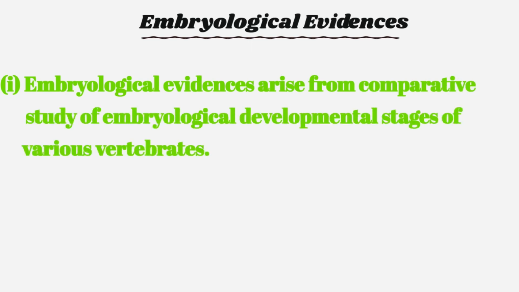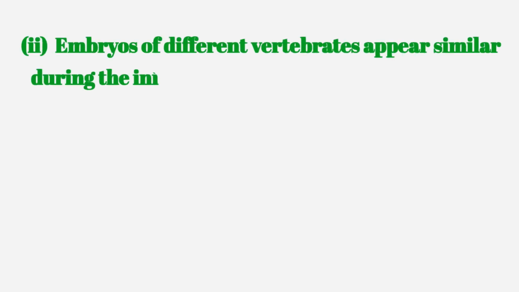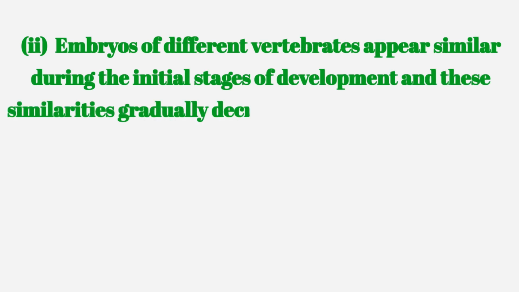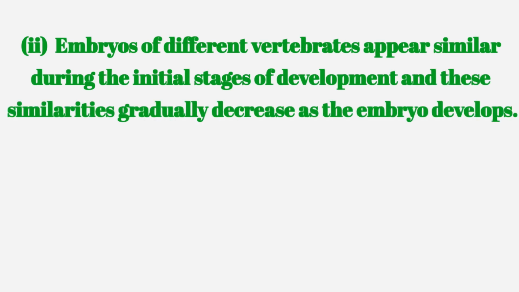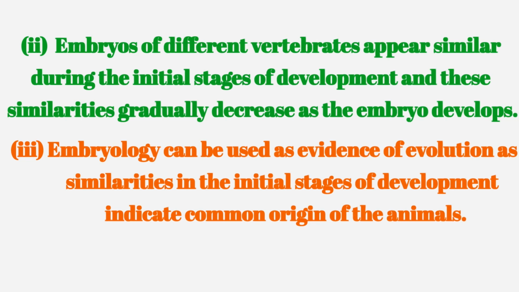Talking more about embryological evidences, they arise from the comparative study of embryological development stages of various vertebrates. Embryos of different vertebrates appear similar during the initial stages of development, and these similarities gradually decrease as the embryo develops. We can also see that embryology can be used as an evidence of evolution, as similarities in the initial stages of development indicate common origin of the animals.